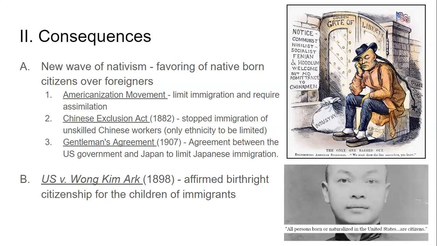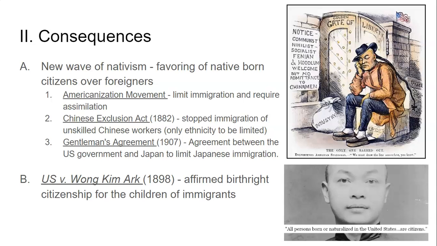We also see some legislation that was passed that was designed to limit immigration of specific groups. The Chinese Exclusion Act was directed specifically at unskilled Chinese workers. They were the first and only ethnicity to be limited in the late 19th century. We'll talk more about immigration in the 20th century, where basically every country is going to face some type of quota, but in the 1800s, the Chinese were really the only group of people that were seen as so unfavorable that they had to be limited, or essentially banned from entering the country.